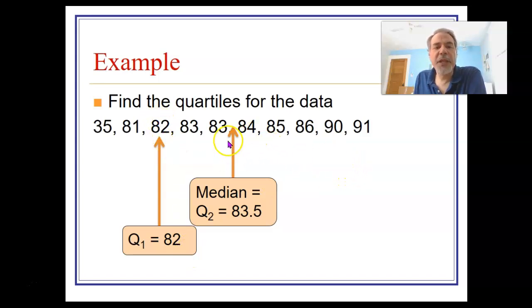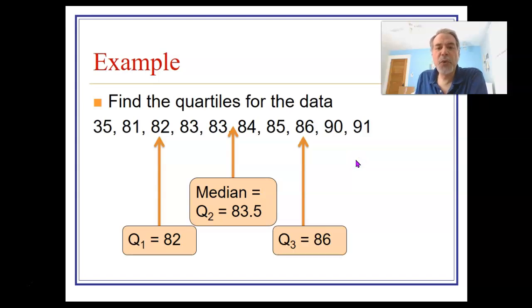And then for Q3, look at these 5 numbers that are above the median. What's the median of those? 86. So Q3 is 86. And I'll just mention that coming up in the next section, when we talk about box plots, those are going to be based on these 3 quartiles, together with the lowest and highest numbers of all the numbers. So we will be using these quartiles in the next section.